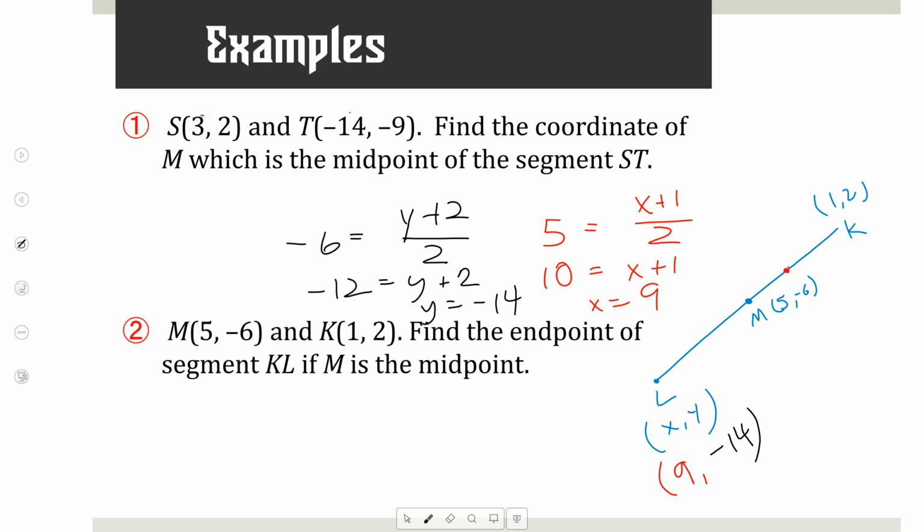That's a third approach. Second approach, the way that I do it is I say to myself, self, what do I need to do to go from 1 to 5? Multiply by 5? Nope. It's an addition and subtraction thing. Add 4. So I add 4 to 5, 9. What do I do to go from 2 to negative 6? Subtract 8. Negative 6 minus 8, negative 14.